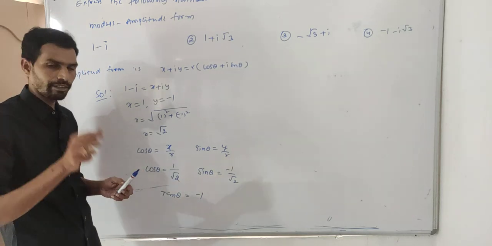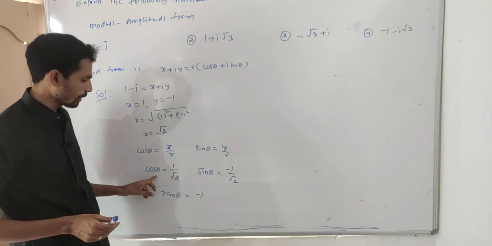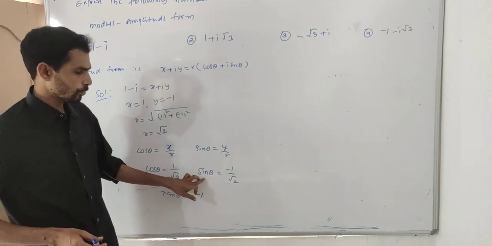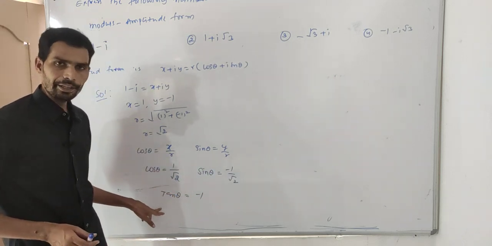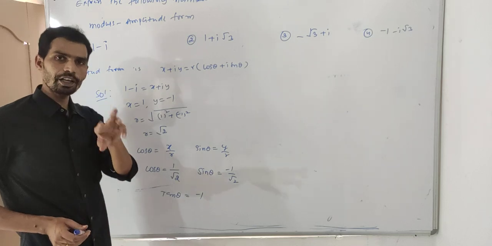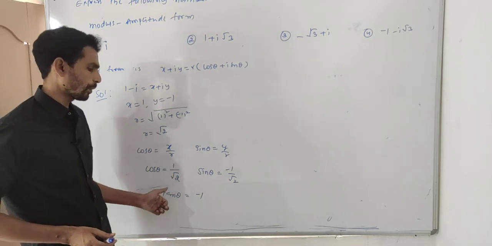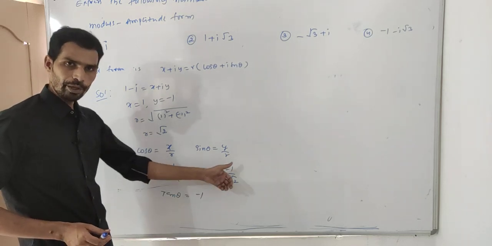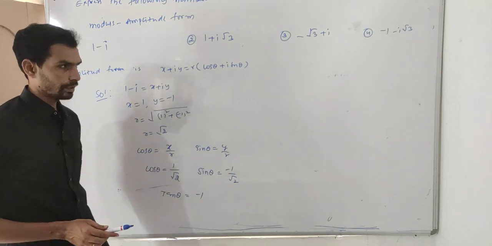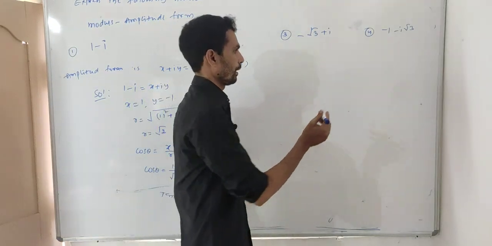Suppose you put the theta value. Cos theta is equal to 1 by root 2, sin theta is equal to minus 1 by root 2, tan theta is equal to minus 1. Suppose we put theta equal to 45. Only cos 45 is 1 by root 2. What is sin 45? 1 by root 2. What is minus 1 by root 2? That's why it is a new formula.